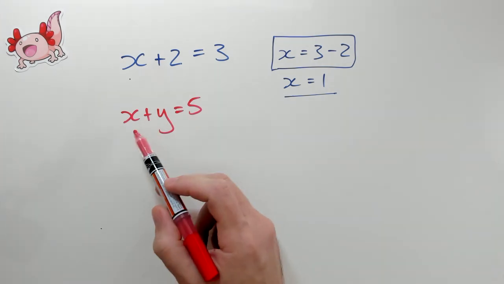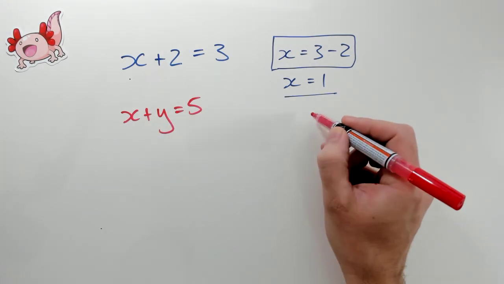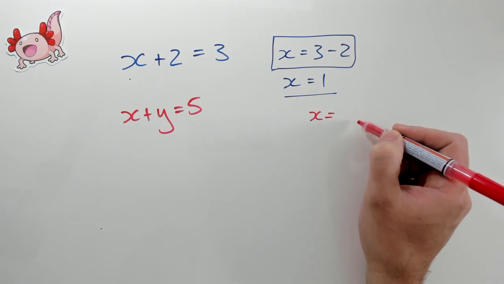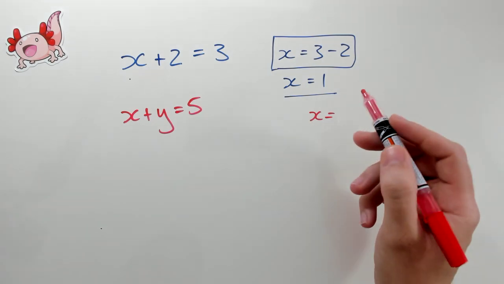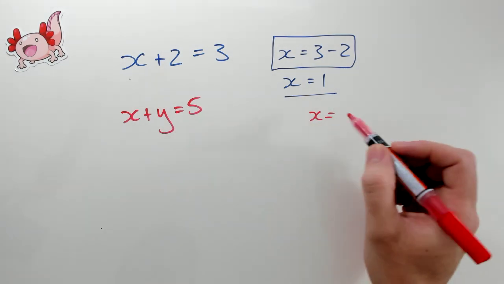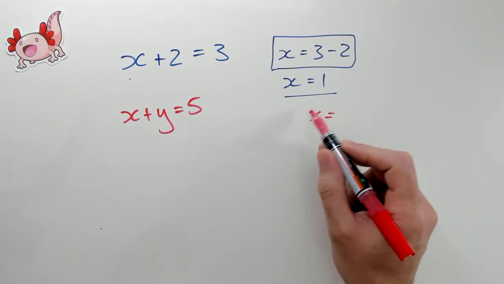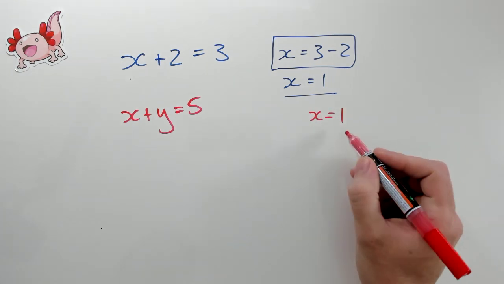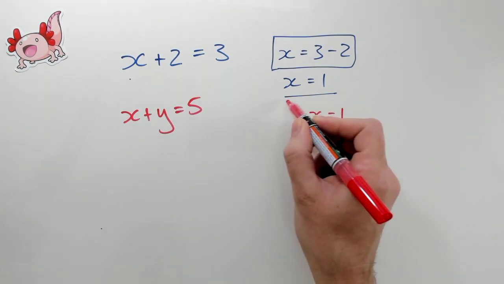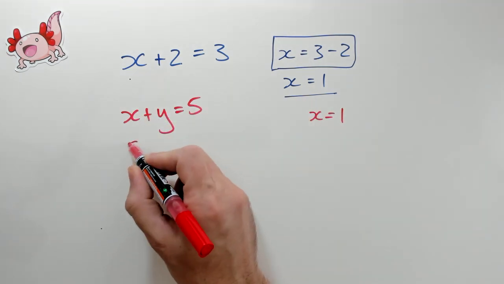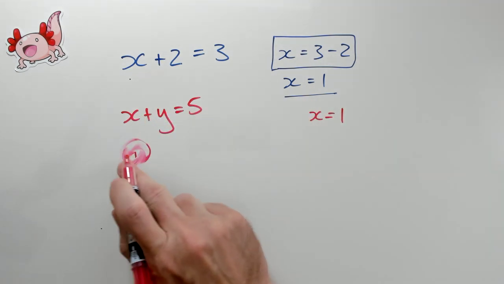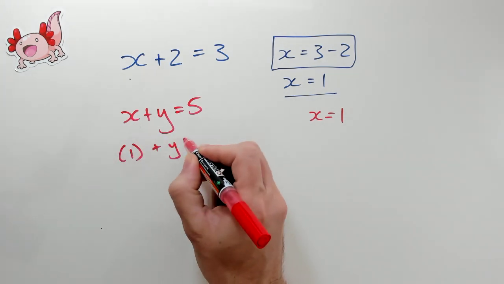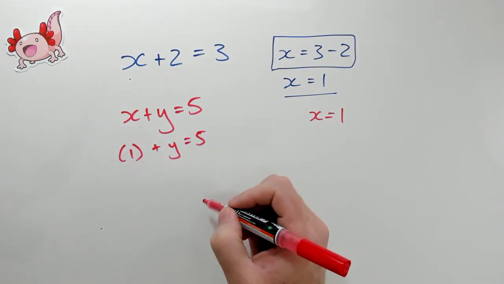We don't know what x and y are. But if I told you that x is 1, then you would remember this and put 1 in there, with brackets, plus y is 5, and suddenly this is solvable.